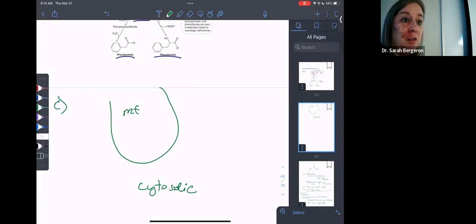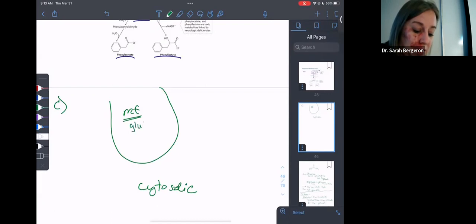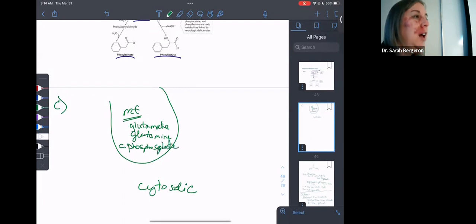Everything that we've talked about so far was in the mitochondria. So all the breakdown of glutamate, glutamine, you're making carbonyl phosphate, all that occurs in the mitochondria, right? So what happens with aspartate? It's in the mitochondria, right?